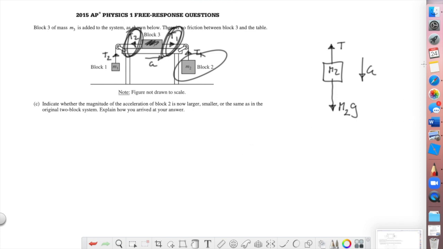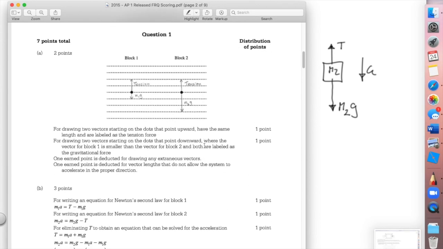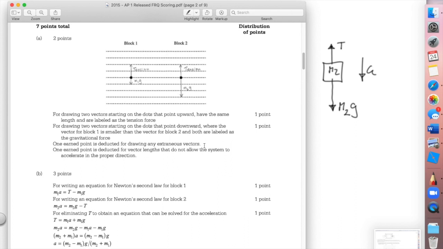All right, so let's take a look at what the actual College Board answers are and make sure we hit everything. So here's the answer key. For the first question, 1 point was awarded for drawing 2 vectors starting on the dots that point upward and have the same length. So we talked about that. These tensions must be the same length. The second point was for drawing 2 vectors starting on the dots pointing downward, where the vector for block 1 is smaller than the vector for block 2.